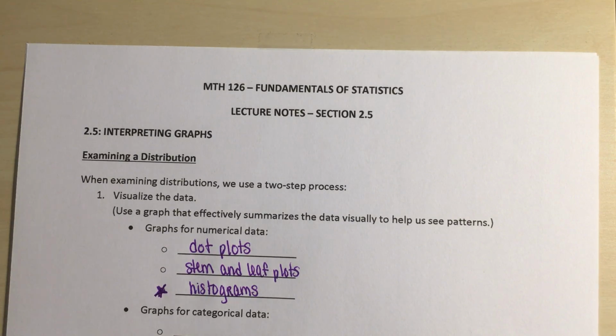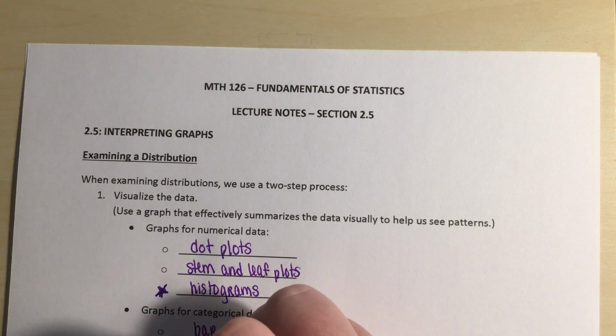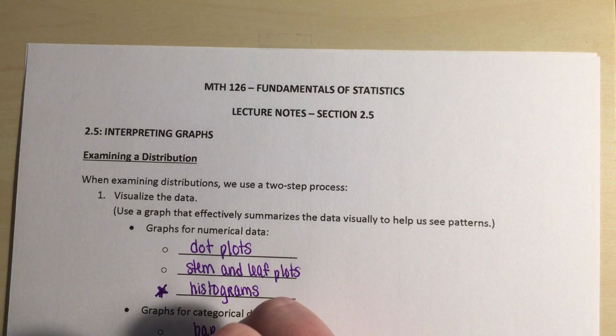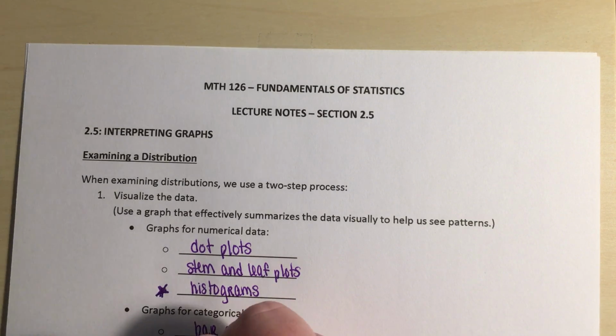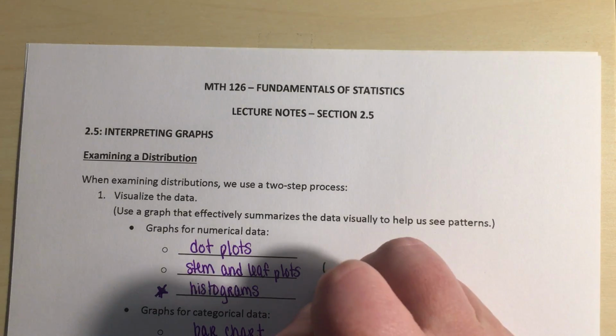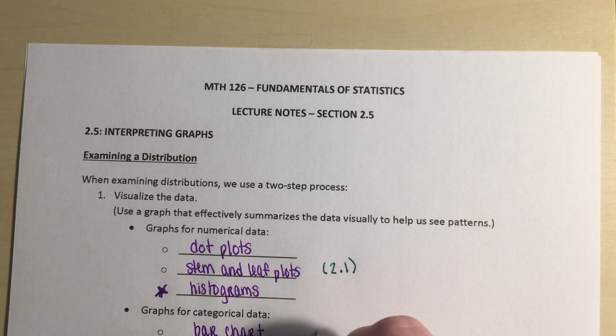As far as categorical data goes, we talked about bar charts, and we talked about pie charts. So those are our two different types of graph for our categorical data. Thinking about the way this chapter is set up, all of our graphs for numerical data were in section 2.1, and then our graphs for our categorical data were in section 2.3.